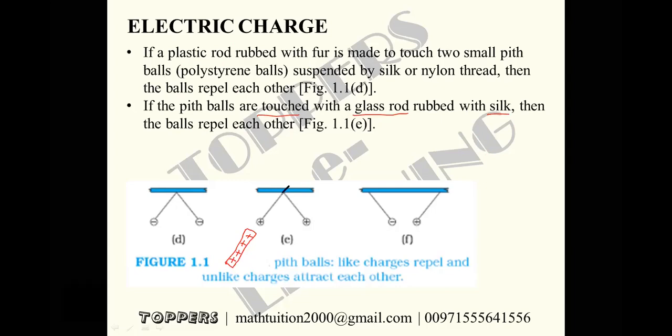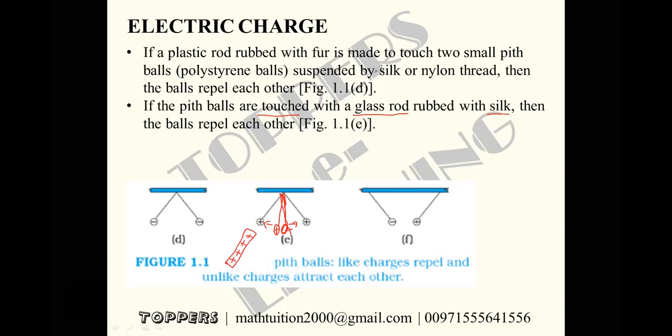Before, they were like this, and here also a pith ball, very close like this. Initially, fine. Now when touching this pith ball with the positively charged glass rod, it will become positive. Similarly, this also will become positive. Both are getting positive, so what will happen? Positive will repel. This will go in this direction and this will go in that direction. Like charges repel: positive repels positive, negative repels negative.